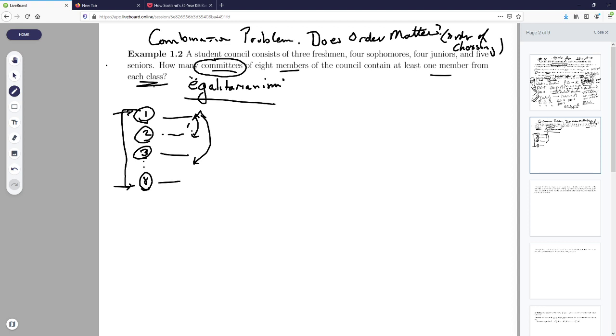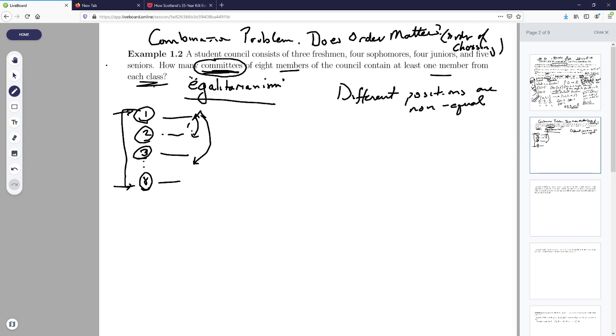Okay. So committees tells us this. If I was saying that we pick one person to be president, one person to be vice president, one person to be treasurer, then different positions are non-equal.